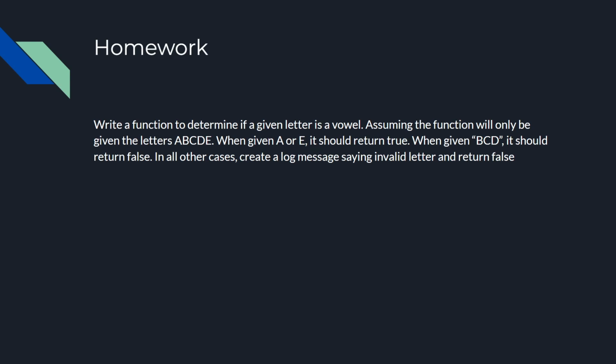Since I don't want you to go through all 26 letters, let's just assume we'll only be given A, B, C, D, and E. If you're given A and E, your function should return true because it is a vowel. If you're given B, C, D, it should return false because it's not a vowel. If you're given something that's neither case, then you should throw a log message. Another good practice is to remember that there's uppercase and lowercase, so you can utilize the alias cases to include those in the same statements.